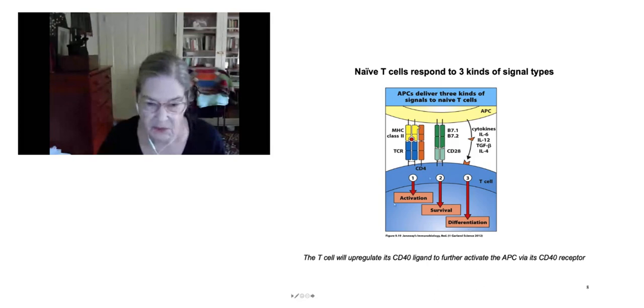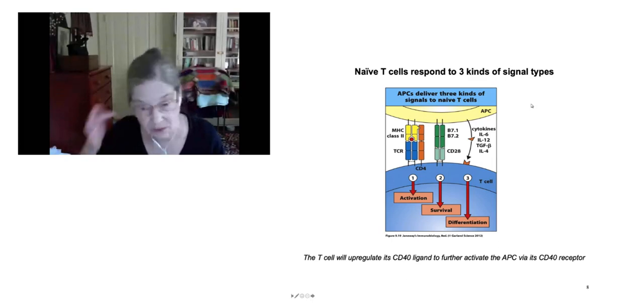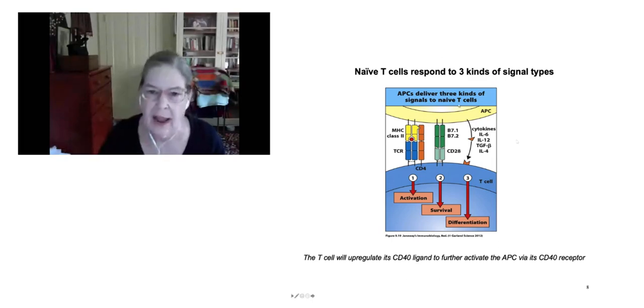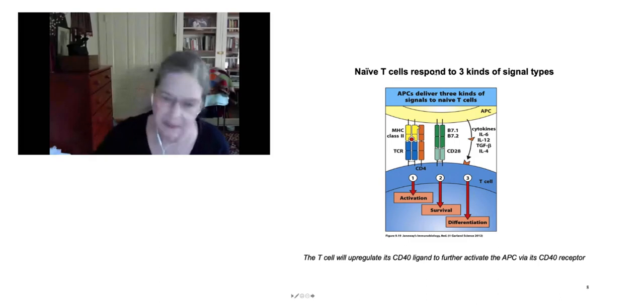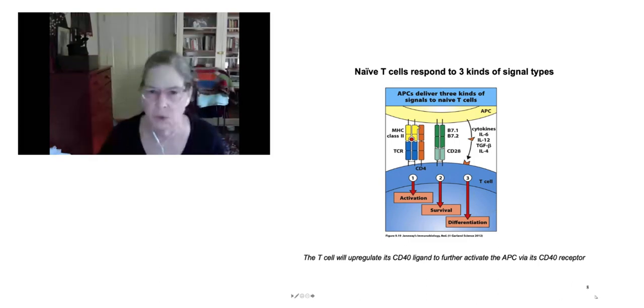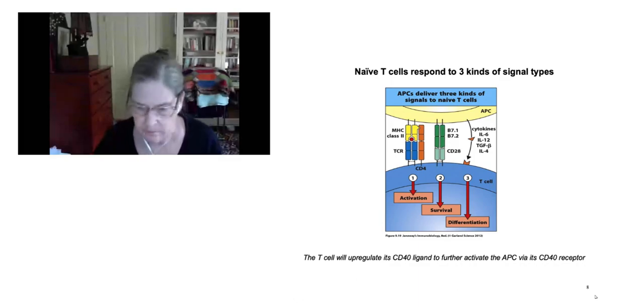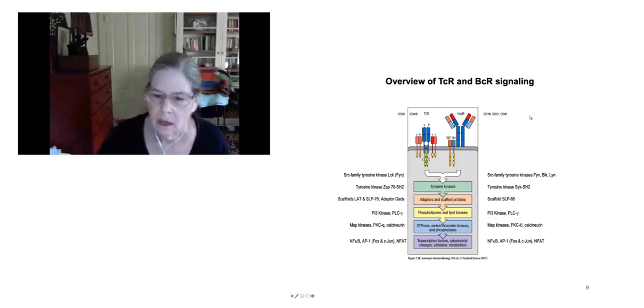Now, if this is a T cell, it may upregulate its CD40 ligand that will provide a signal back to the APC, whether that's a dendritic cell, a B cell, or a macrophage, and it will stimulate it back to do whatever it needs to do, become an activated macrophage, an activated B cell, or, what did I say? Dendritic cell, B cell, macrophage.